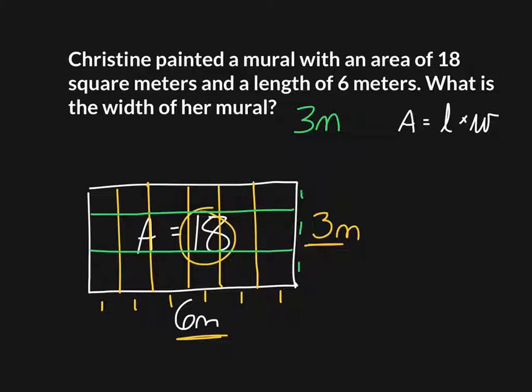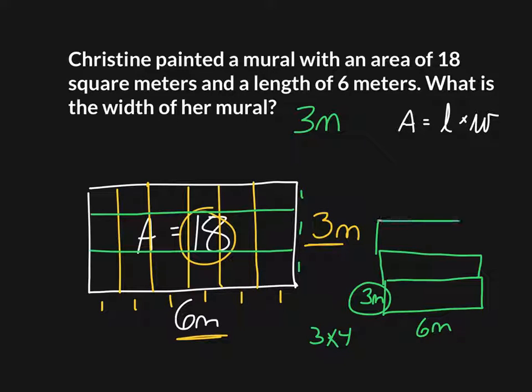So I'm going to sketch out the first mural. I'm going to make it a little bit smaller, which was 6 meters long and 3 meters wide. And I want to ask myself, okay, if this new one is 4 times as wide, we need to multiply the width of 3 by 4. So I'm going to add that same mural 3 more times.